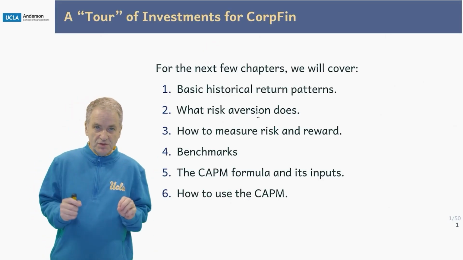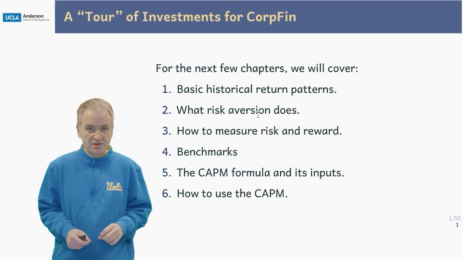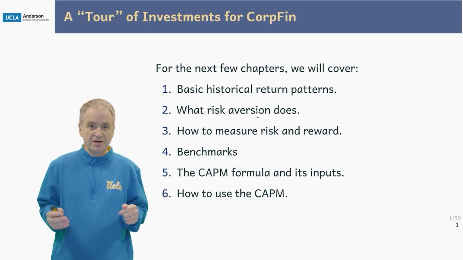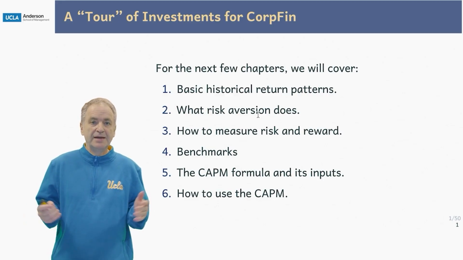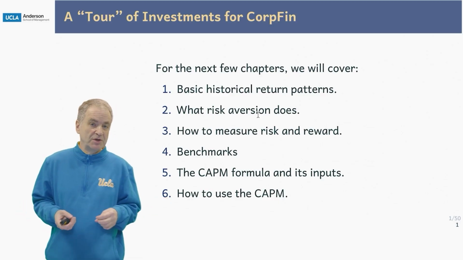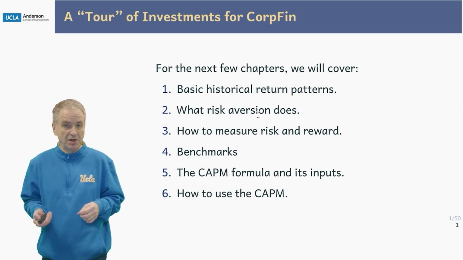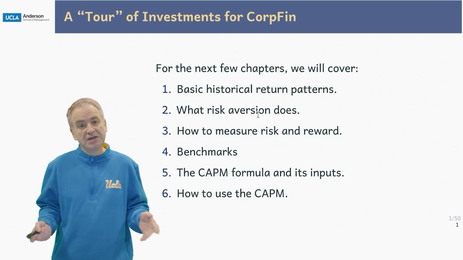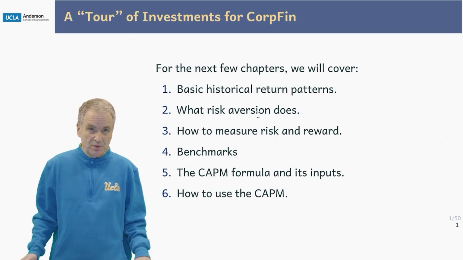So what we're going to do is talk about basic historical return patterns. We're going to talk about what risk aversion does, how to measure risk and reward, benchmarking. We're going to talk about the capital asset pricing model, its formula and its inputs, how to use it. And then I'm going to tell you why it actually doesn't work so well.